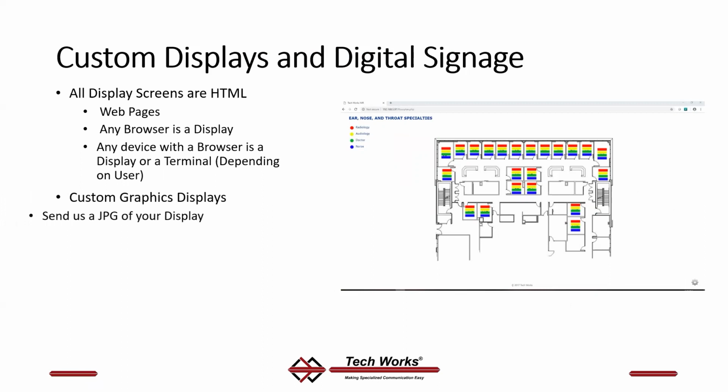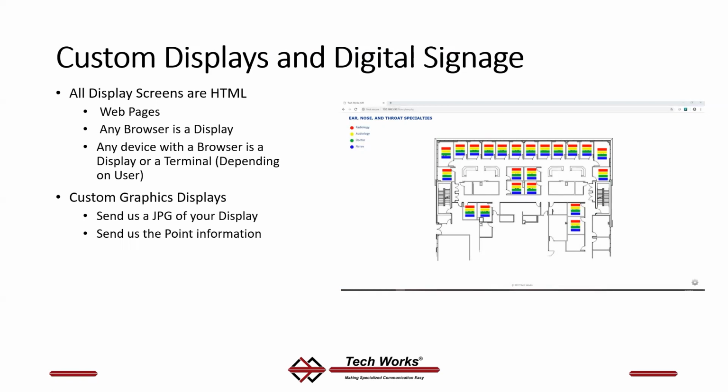Custom graphics. You send us a JPG of your display, what you want to show on a screen. This can be exported from AutoCAD. It can come from whatever source you have these graphics. But I can't stress enough, it has to be clean. It can't be messy. It can't be scribbled all over and a bad scan. It's got to be a clear image. And if it is a PDF, we can convert it as long as it's clean, but it's got to be clean.